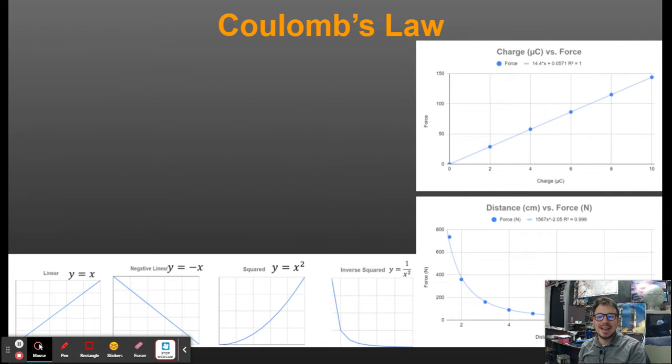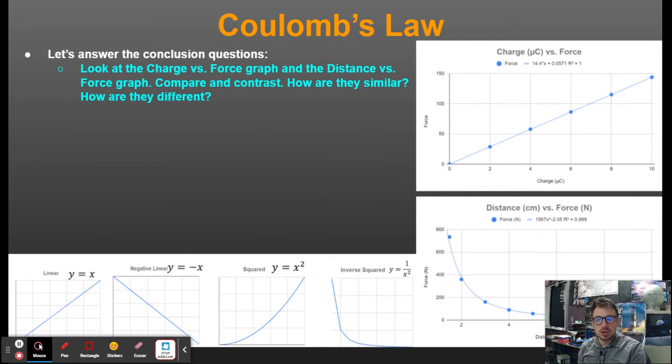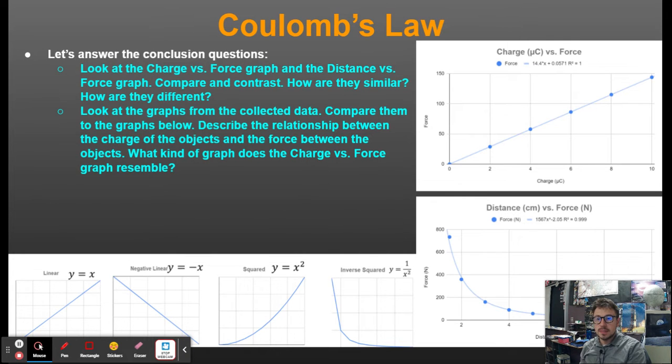The most important is looking at the graphs here. So if we look at the charge versus force graph, or both of them, sorry, the charge versus force and distance versus force, you can see that there's not much similar there. I mean, they're both above the positive x-axis, which is really the only thing that's the same. You can see here the one up top is a linear going upward, the one going down is like a curved.